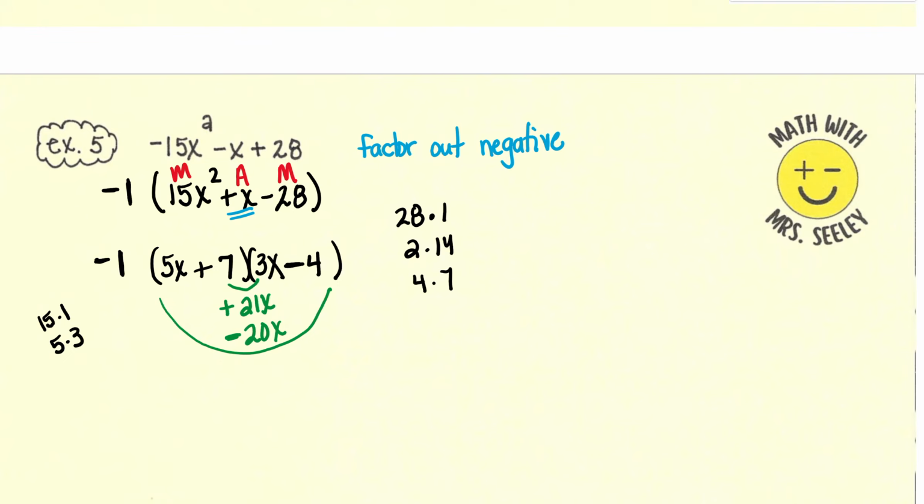No matter which methods you use, even if you use the grouping method or the AC method, you're still going to have to come up with this combination of numbers for the most part with those other methods as well.